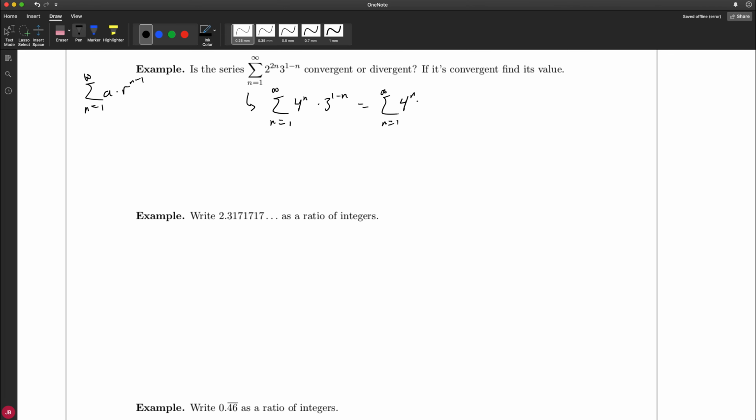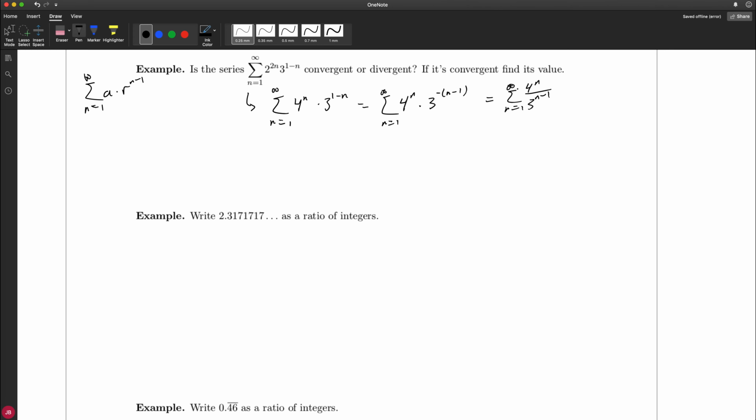4 to the n times 3 to the negative n minus 1. I think that works, right? If I distribute this negative, I get minus n plus 1, which is exactly 1 minus n, right? And now what I know about negative powers is that they can move to the bottom. So this is actually the sum n equals 1 to infinity, 4 to the n over 3 to the n minus 1. Since I moved it to the bottom, that negative becomes a positive, and so I get something like that, right? This is still not in the form that I need.